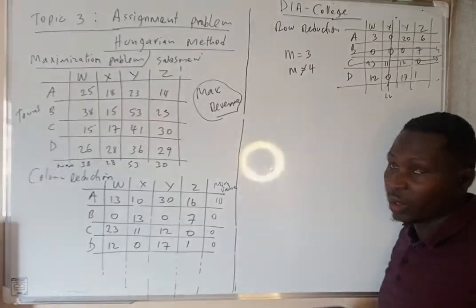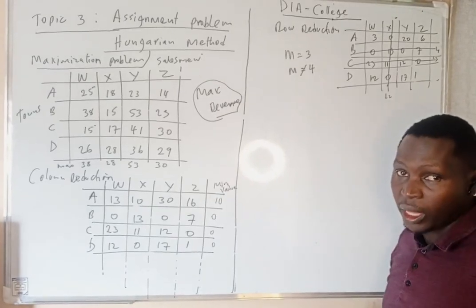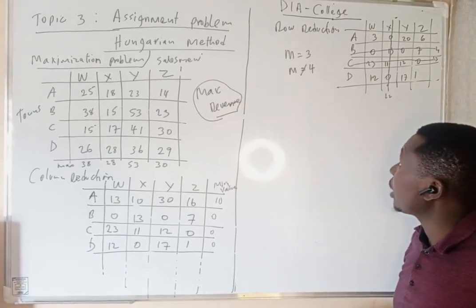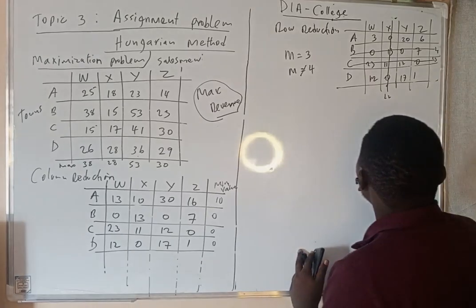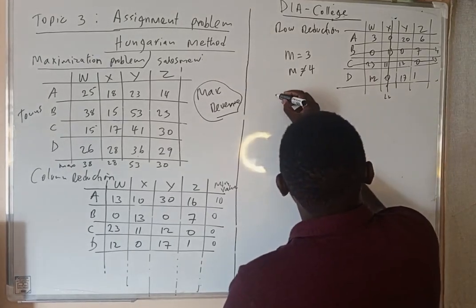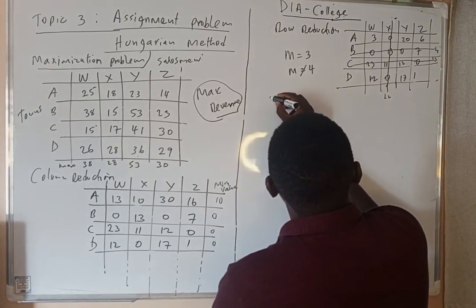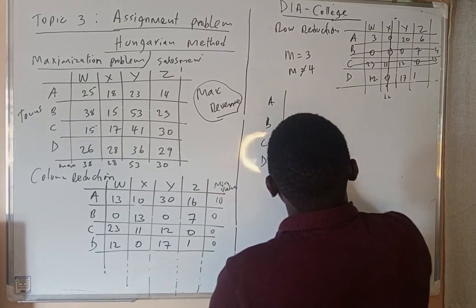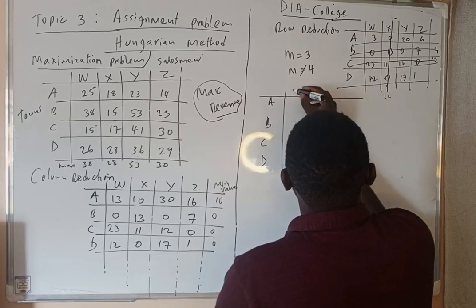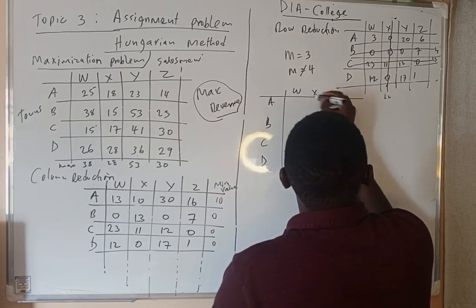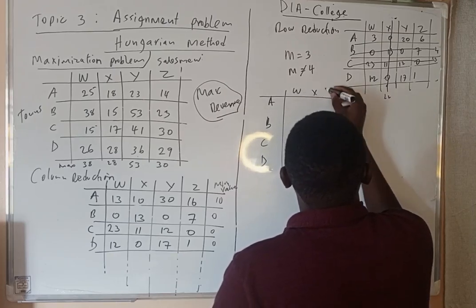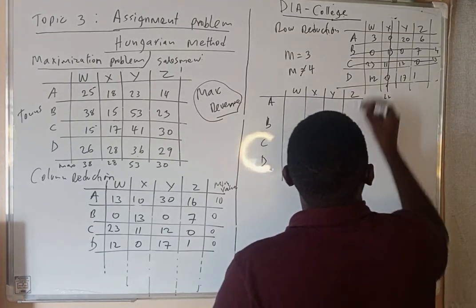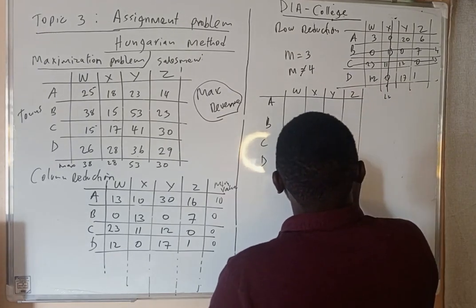This will take us back to step number 4 and perform some operations whereby we're going to have a new matrix. So let's see step number 4. I'll have A, B, C, D. So in my new matrix, I'll have W, X, Y, and Z. So this is what I'm going to do.